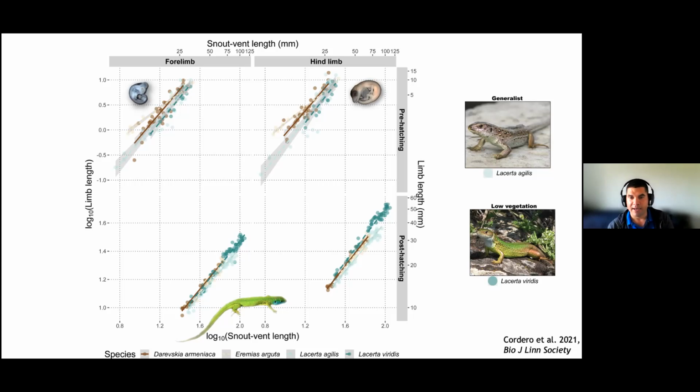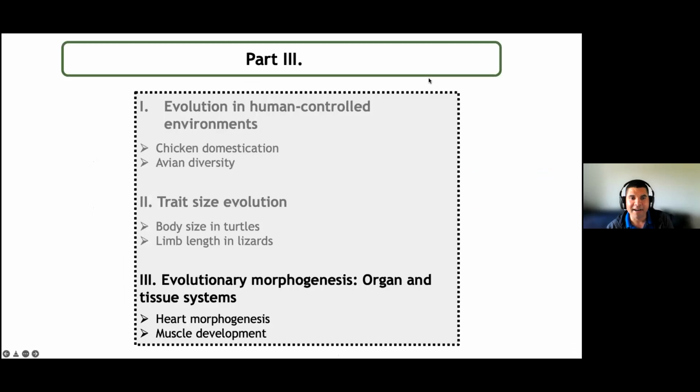And this is essentially when it becomes functionally relevant for the species, because the low vegetation specialists have been shown experimentally to depend on speed based on their hind limb length, but not the other species. And so that's the end of that example that I have for you, looking at microevolution.